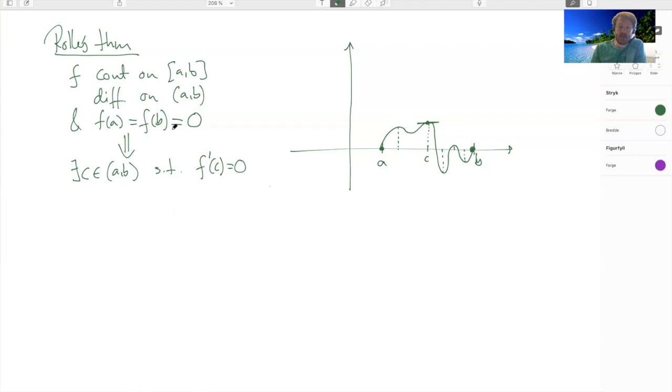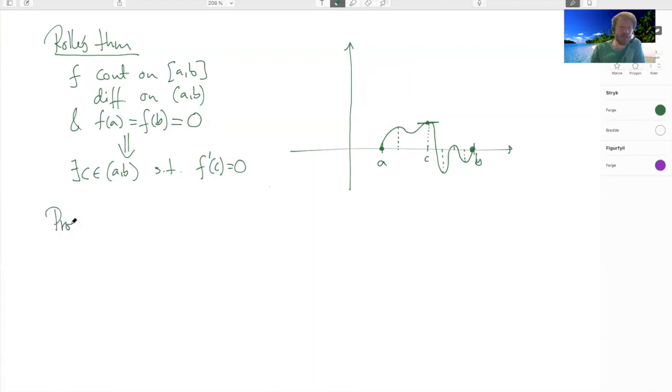And also please note that putting f(a) and f(b) equal to 0 is not important as long as they're equal to each other. So if both were up here, starting and ending at the same height, and then doing something in between, then for at least one point in between, I have a stationary point.